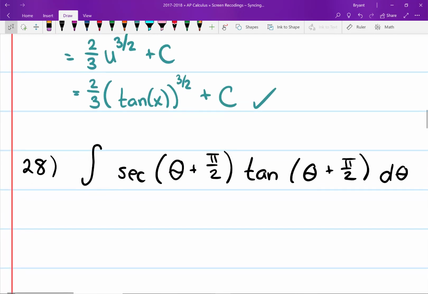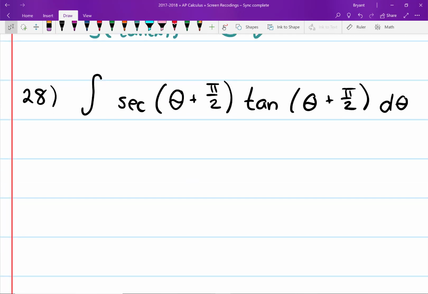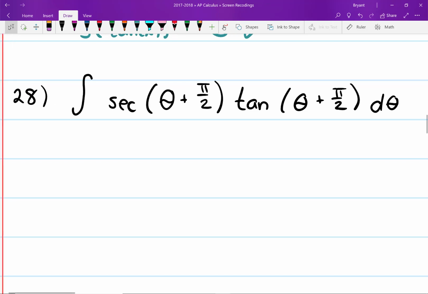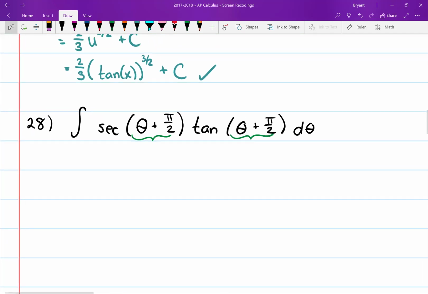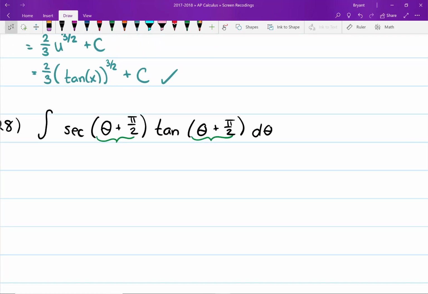Alright, moving on to number 28. We're ripping through these pretty quick. As far as u sub goes, these ones are not bad. Okay, so I'm going to look and I'm going to see, oh, this is a nightmare. Well, I noticed that that's pretty gross. Let's get rid of it. Because I know if I just had secant of u times tangent of u, the integral is just secant.